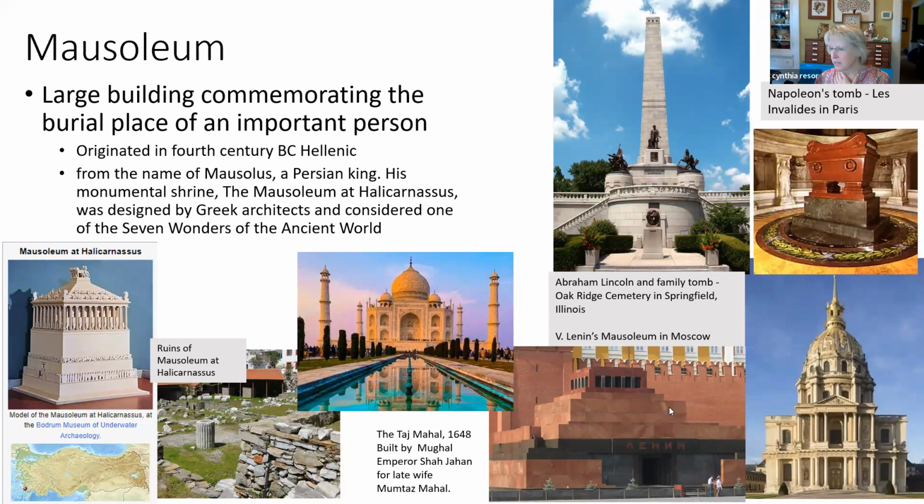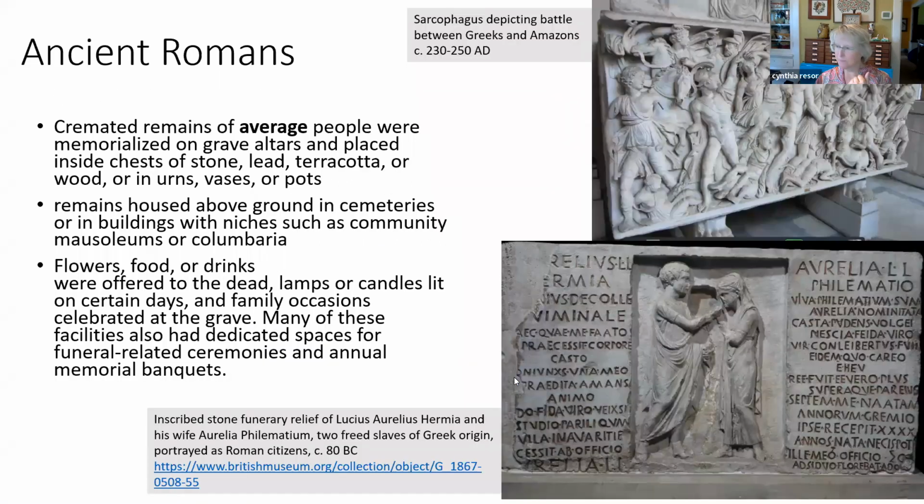Here's Lenin's mausoleum in Moscow. I don't think they have him on display anymore, but he was embalmed and on display there for decades, the famous communist leader. And then, of course, Napoleon died in exile on an island out in the Atlantic, but later they moved him to Paris, put him in this very grand sarcophagus, and then have this very grand building around it. So you have to be wealthy or powerful or important to rate a mausoleum.